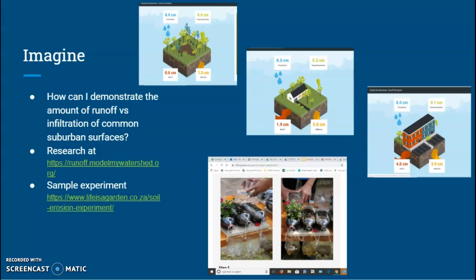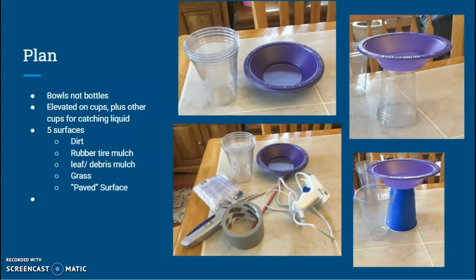During the Imagine step of the process, I did some research. I used the watershed simulator to model runoff and infiltration, and you can see that with the same amount of rain, you get either 0, 1.9 centimeters, or 4 centimeters of runoff, and either 7.7 centimeters, 5.8 centimeters, or 3.9 centimeters of infiltration, all depending upon the Earth's surface. And here I used a forest, a mildly developed area, and a moderately developed surface for a model. I also took a look at an experiment completed by someone else that was a bottle type erosion experiment.